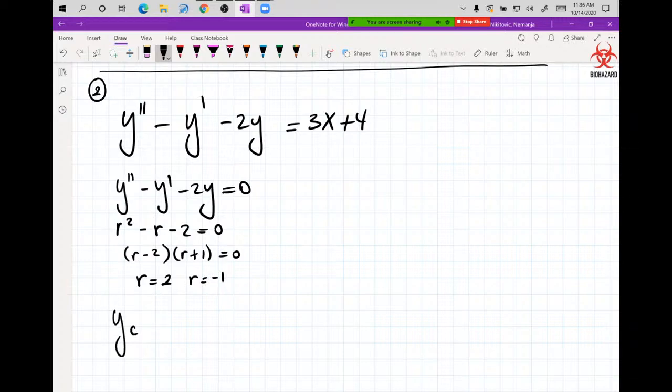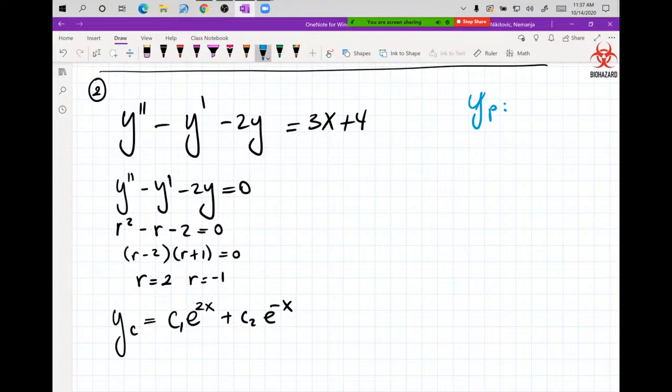Your yc solution is c1 e to the 2x. Remember, x is now independent, not t. Just gotta be careful about these things. Plus c2 e to the negative x. And now we need yp over here. Now, what is the form of yp?